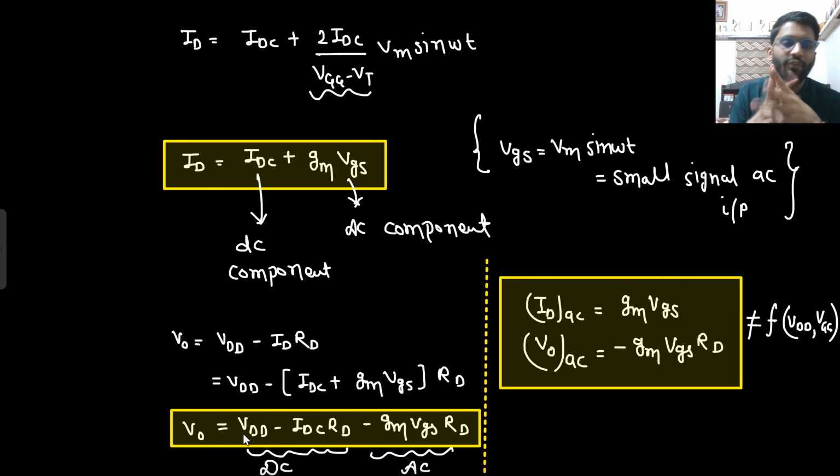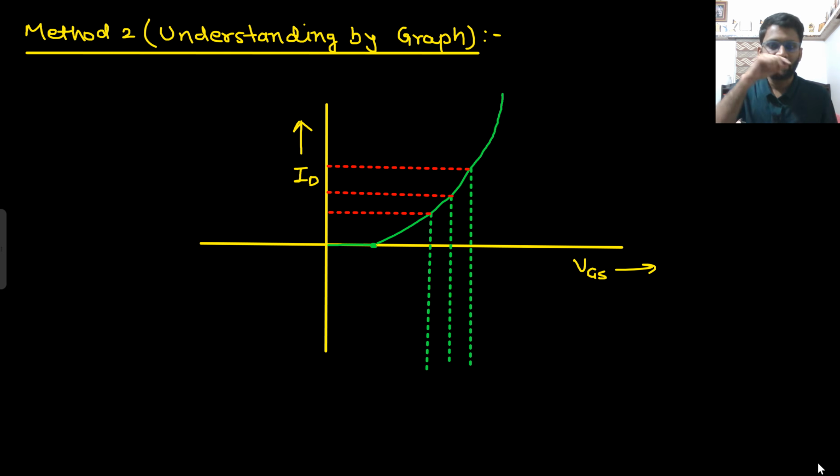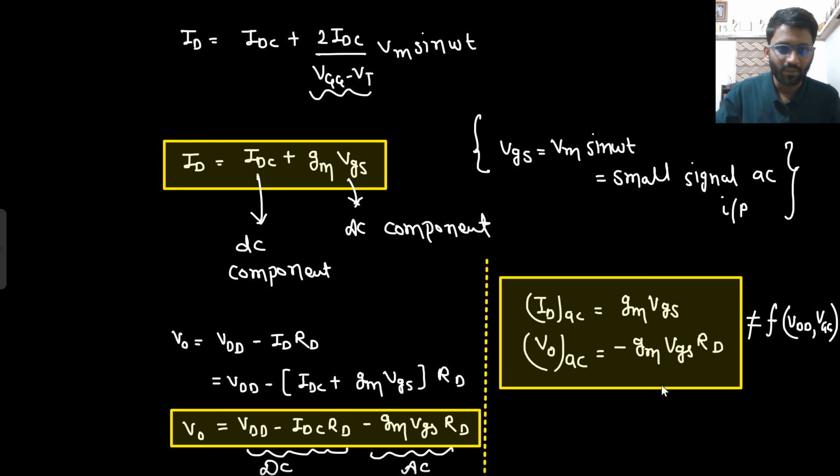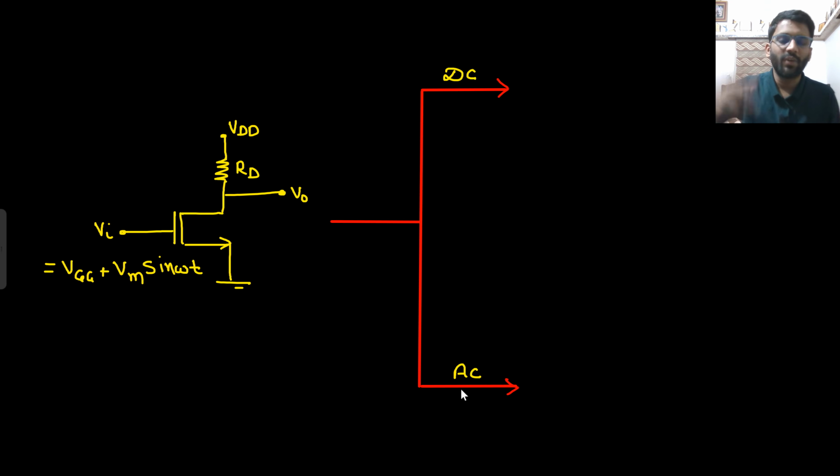So what is the conclusion of this? That you can apply superposition. How you can apply superposition, we will come to this part later on, but let's just see this. By whatever we have done previously, from here you can break your MOSFET into two components, DC and AC. This we call DC analysis, and this one we call AC analysis.